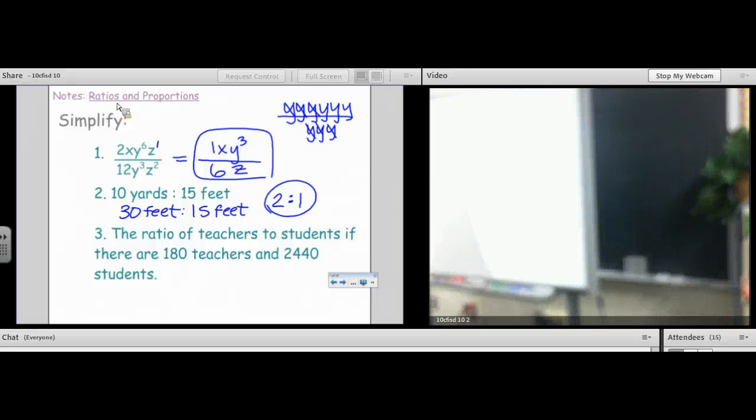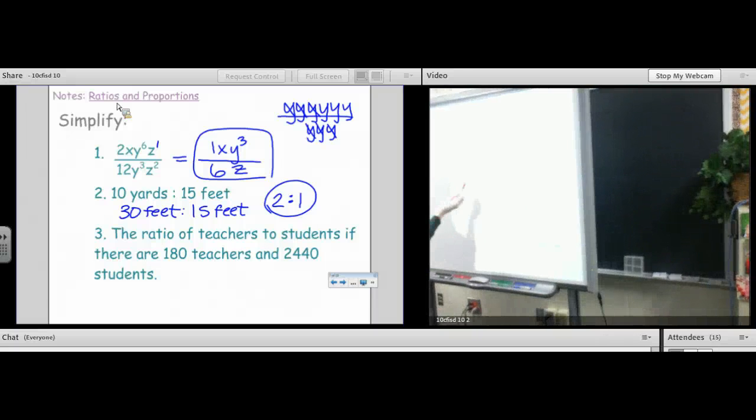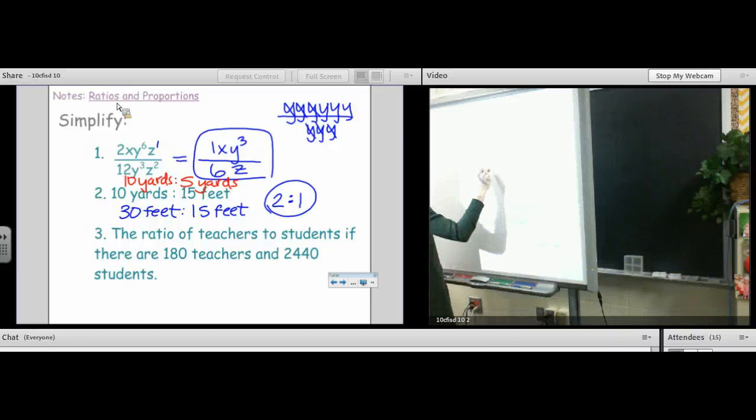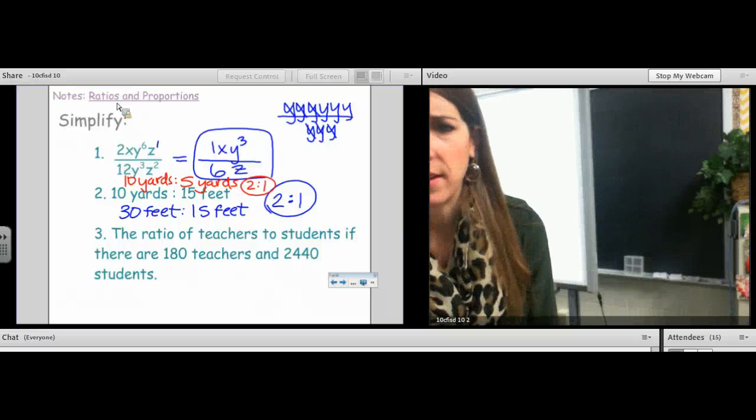Now, if we would have gone with yards, we would have said 15 feet is really 3 yards. No, not 3 yards, sorry. We're doing something wrong. 15 feet is really 5 yards. Sorry. So if we've got 10 yards to 5 yards, then the yards would also cancel, and 10 to 5 would also be 2 to 1. So you see we're going to end up with the same answer no matter what, if your teacher can do her math.